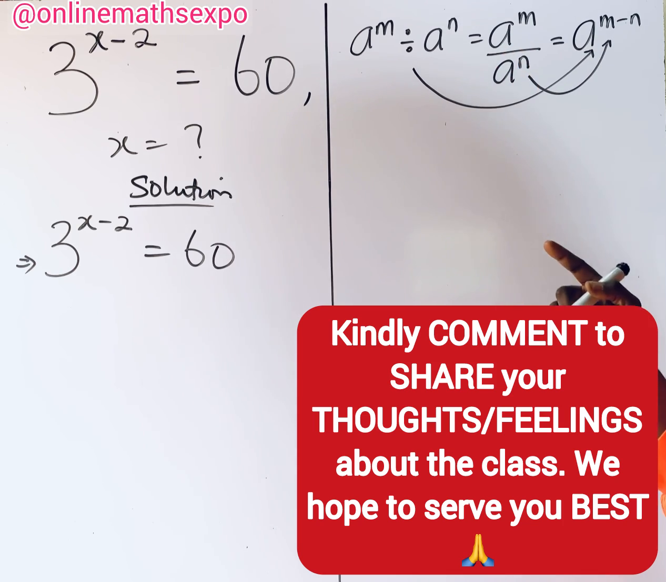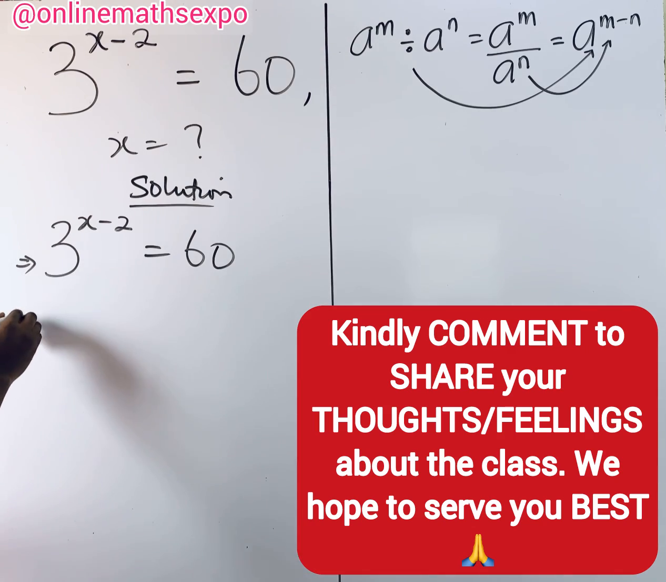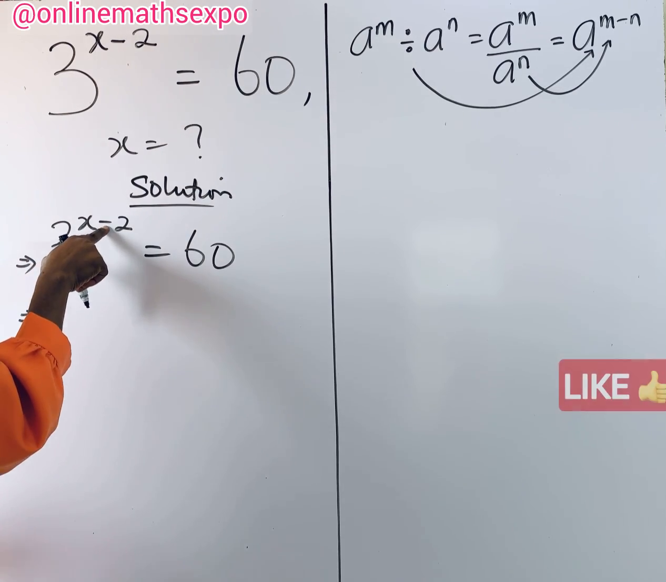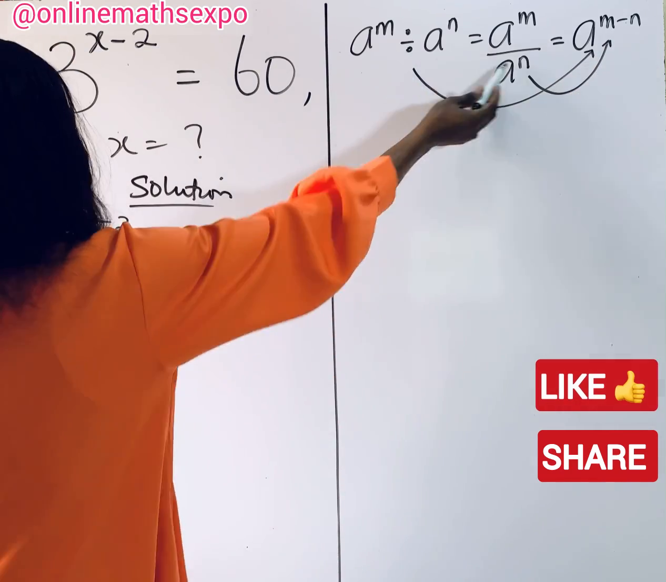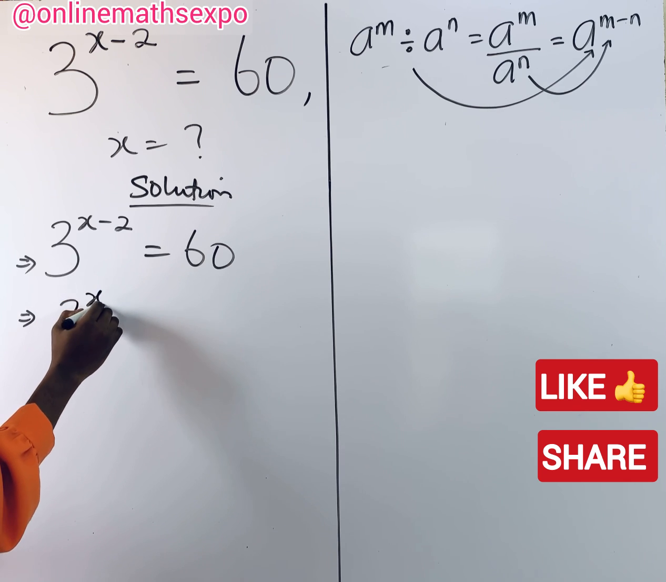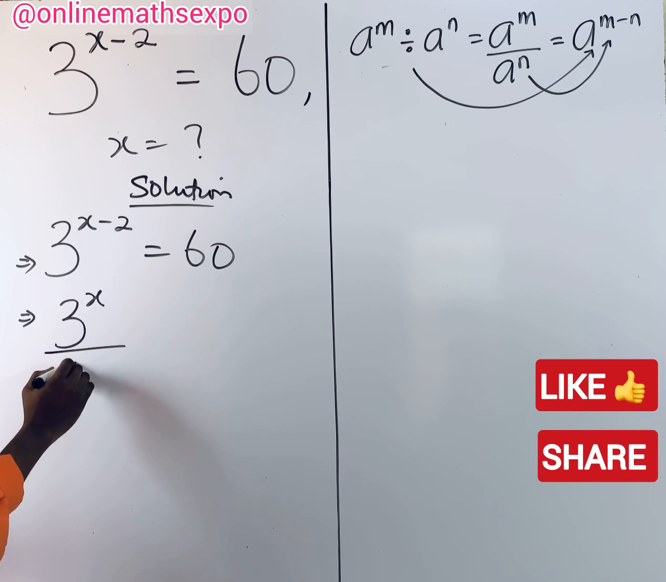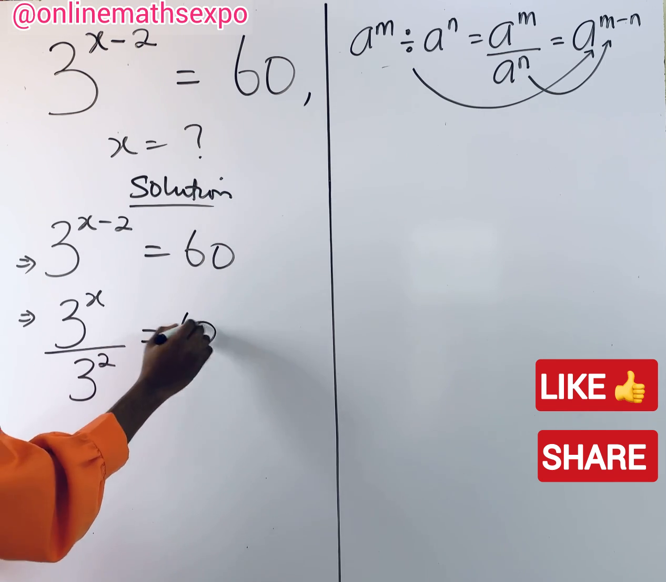So it means that this can be written this way as well as this, and you can also reverse it. Applying this rule, you see that you subtracted the powers, so we return this to either of these two forms, and that will give us 3 to the power of x divided by 3 to the power of 2, everything equal to 60.